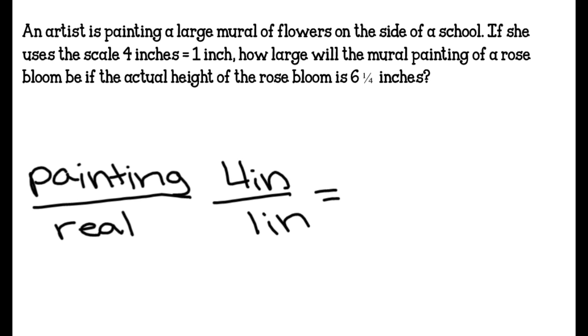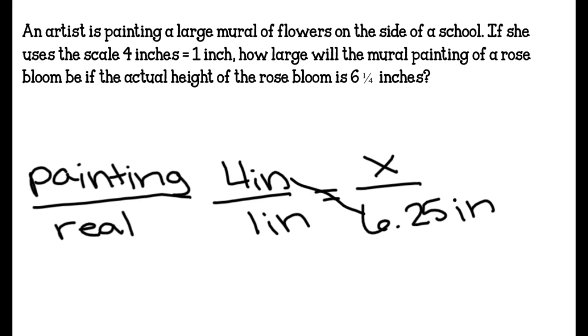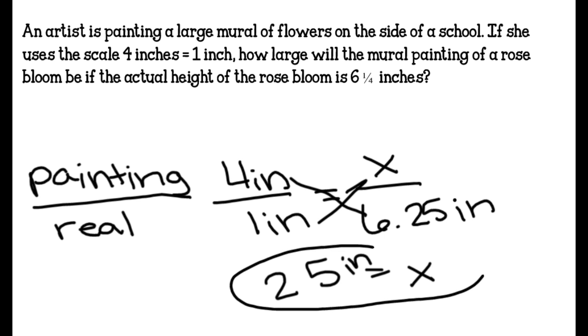And if there are 6 1/4 inches real, we're trying to figure out how big is that going to be when she paints it. So we cross multiply and we take 4 times 6 1/4, and that gets us 25 equals 1 times x, which is 1x. So we get 25 inches is how big the rose bloom is going to be.